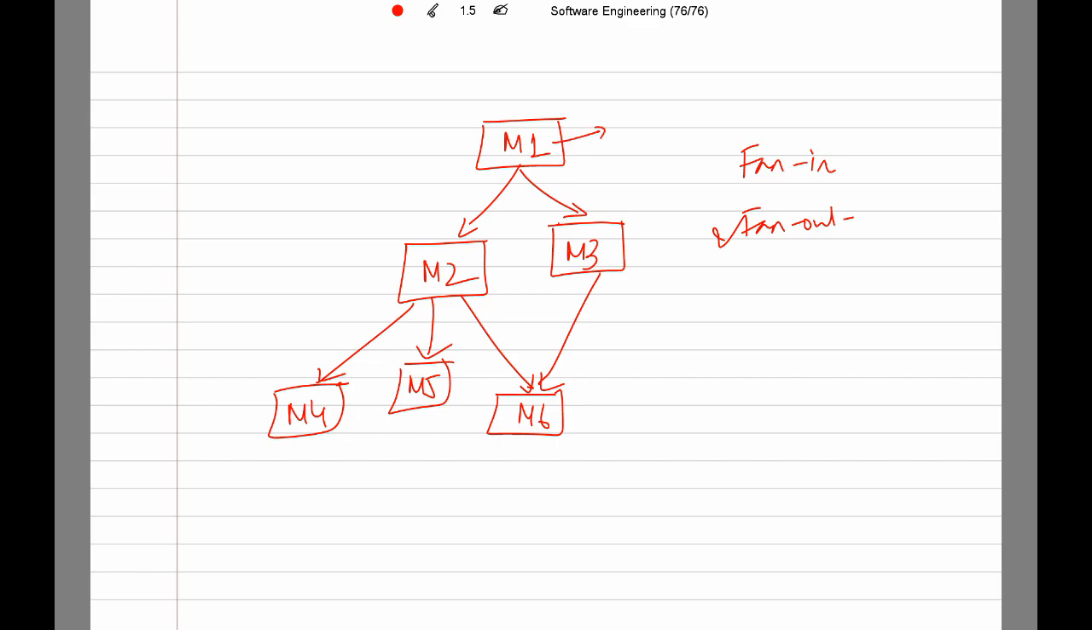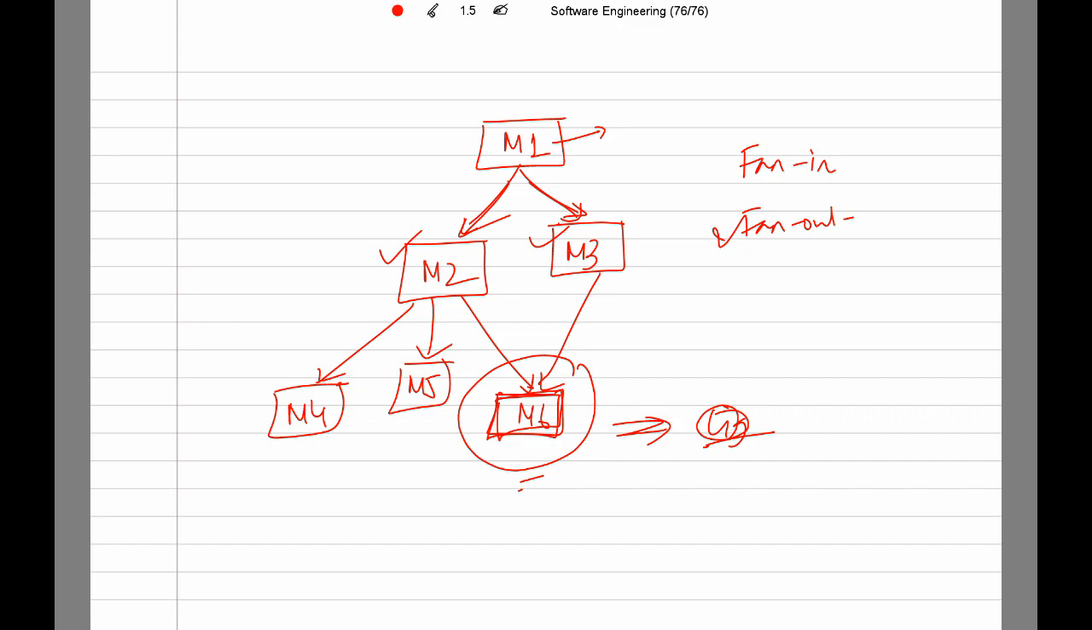So just for example, M1, what is the fan in? 0. What is the fan out? 2. M3, fan in is 1, fan out is 1. M6, fan out 0, fan in 2. So M6 is a module which M2 and M3 are sharing. So this can be a library module. M6 shows that there is code being reused, because M2 and M3 both are using the code from M6. So this is basically the concept of fan in and fan out. They are numbers which indicate how many modules are invoking a particular module and how many modules are being invoked through that particular module.